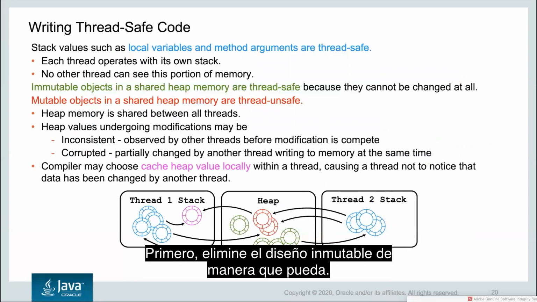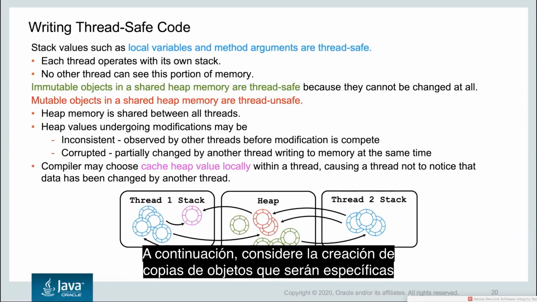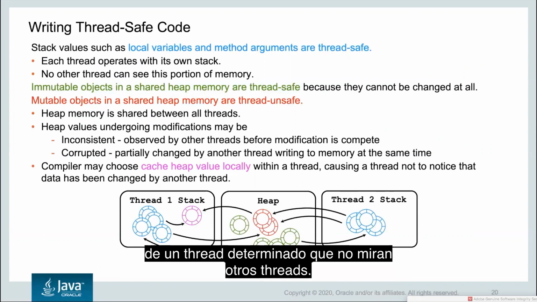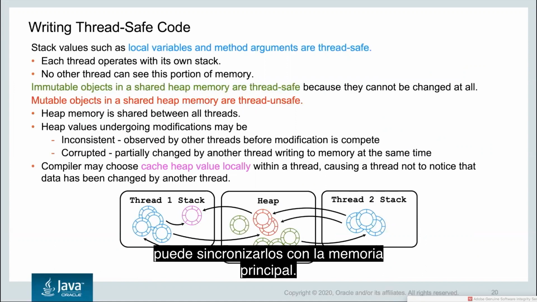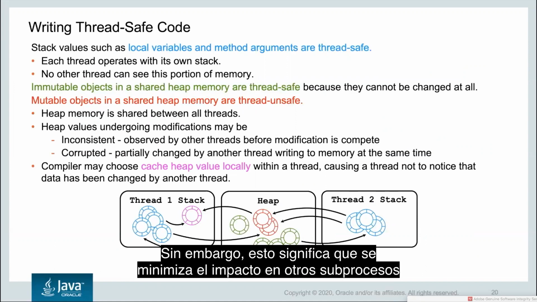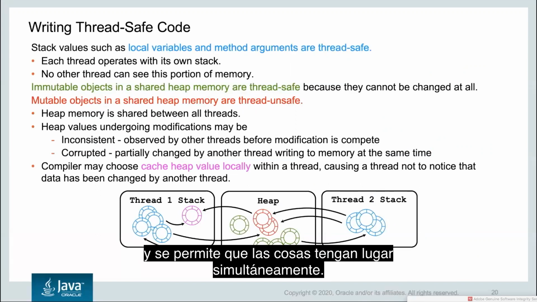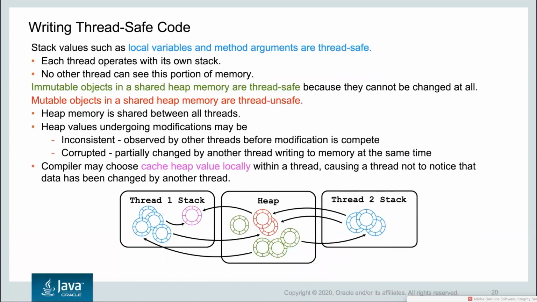all occasions. First of all, embrace the immutable design as much as you can. Then consider creating copies of objects that will be specific to a given thread, that other threads don't look at. So then you are free to modify them as much as you like, and then you can synchronize them with main memory. That means you minimize the impact on other threads, and you allow things to happen concurrently. Yeah, so that's the idea.